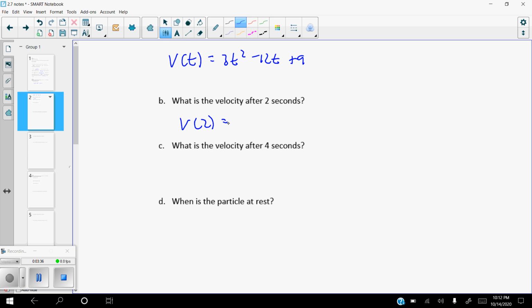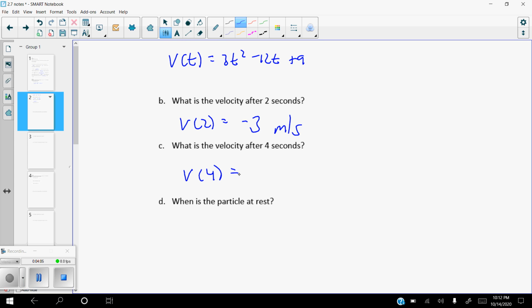If we plug in 2, doing a little mental math here, 2 squared is 4, times 3 is 12, minus 12 times 2 is 24. So 12 minus 24 is negative 12, plus 9 is negative 3. So we're going to get negative 3 meters per second, because velocity has units, meters per second. Then it says, what is the velocity after 4 seconds? Well, that's just v of 4.